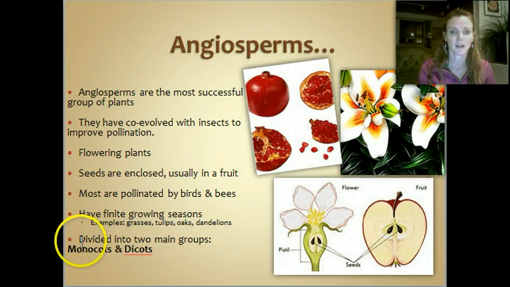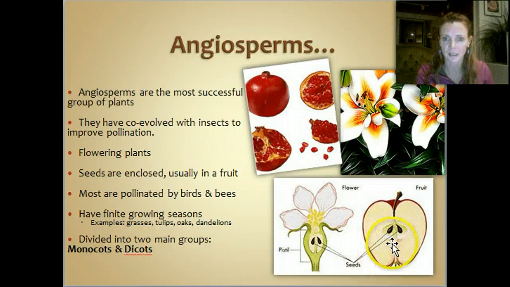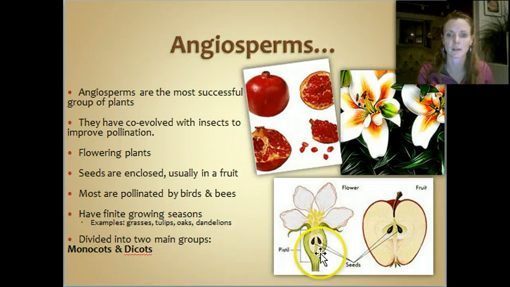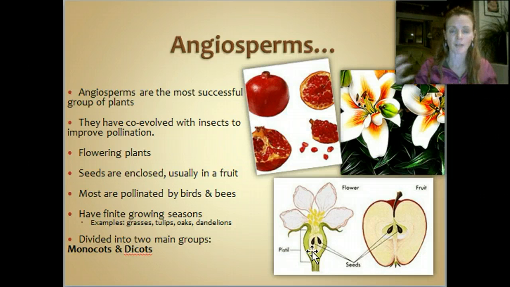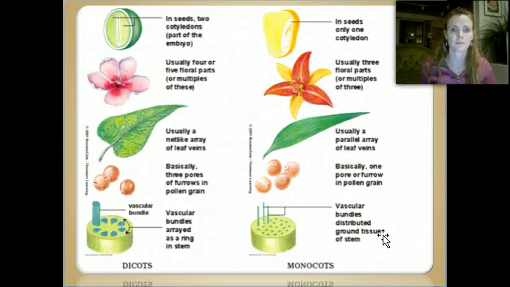Okay, divided into 2 main groups, and this is what we're going to talk about: the monocots and the dicots. Okay, so by the way, here are the seeds that are enclosed within a fruit here, but sometimes they're enclosed within the flower, but usually that then turns into the fruit. So think about when, if any of you guys have apple trees, they blossom, okay, and after the blossom is when the apples start to grow. So these seeds in here turn into the fruit. Kind of cool, right? Okay, so dicots versus monocots.